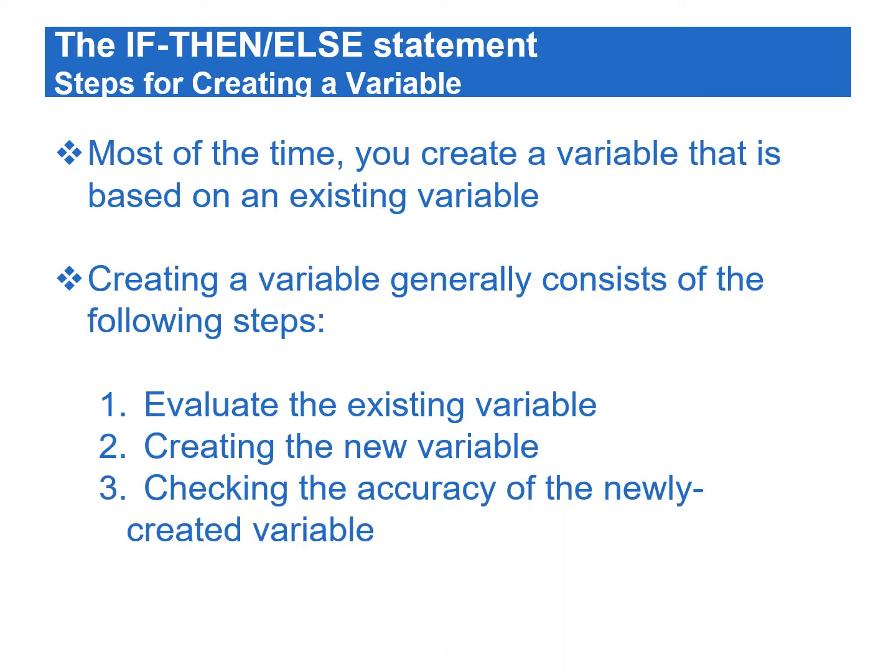When creating a new variable, we tend to simply create the variables, without checking the accuracy of the variables. A proper way to create a variable based on an existing variable should consist of three important steps. 1. Evaluating the existing variable. 2. Creating the new variable. 3. Checking the accuracy of the newly created variable.